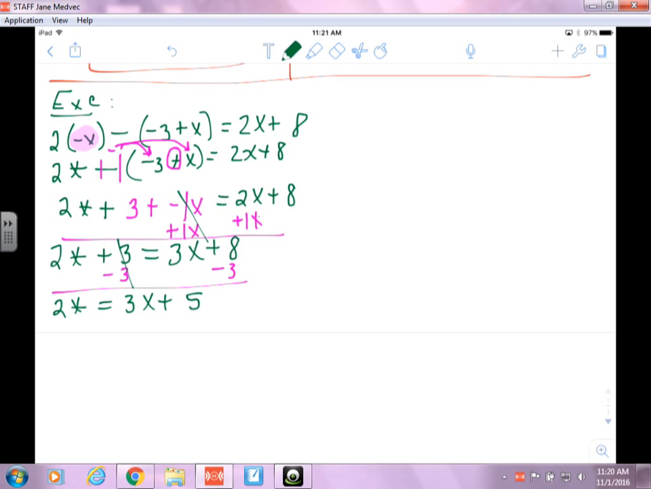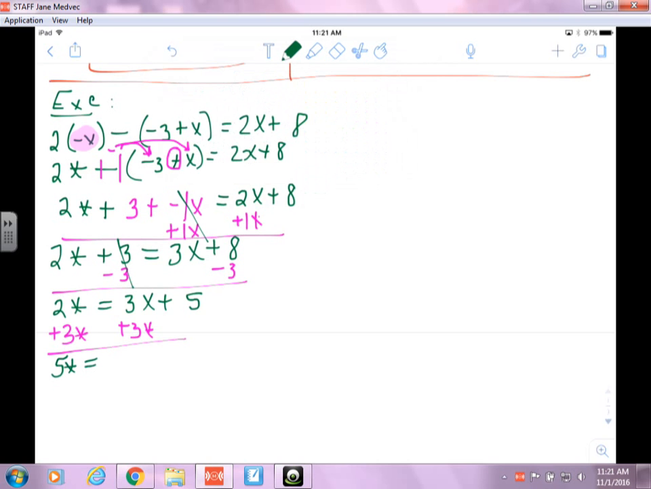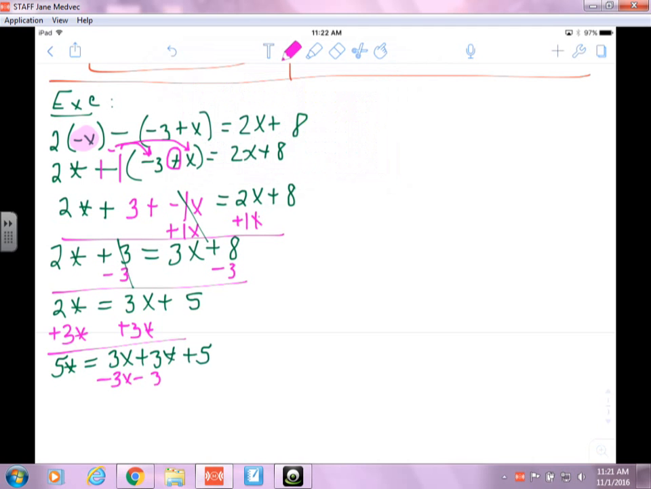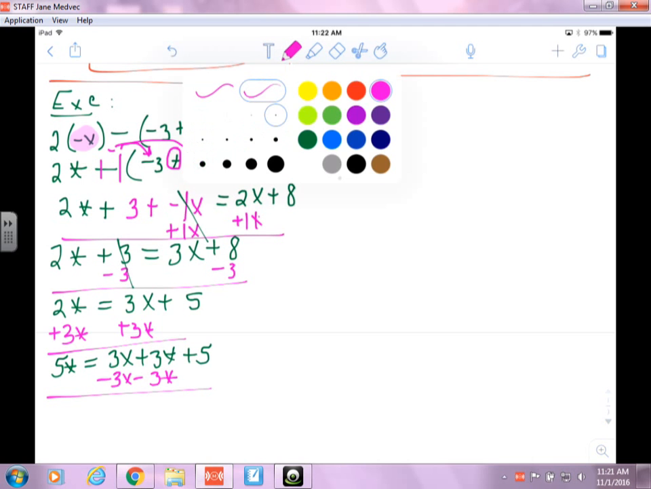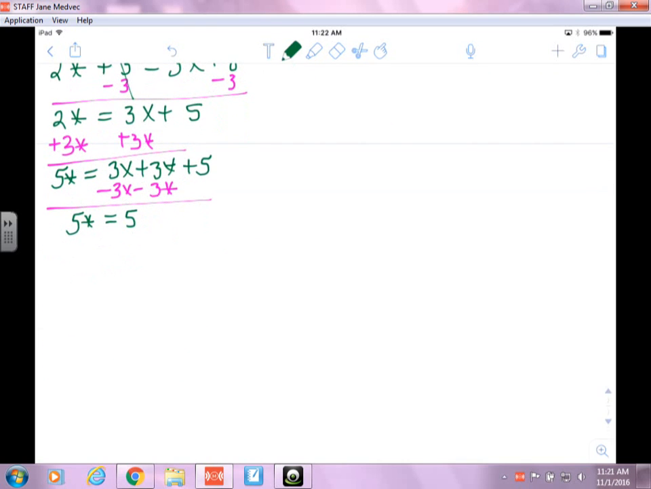Okay, now, what do I want to get rid of? The 3x. Can I subtract 3x? No. No, so that's correct. I'm going to add 3 star because I can't subtract anything to get rid of that. So 5 star equals 3x plus 3 star plus 5. Then I'm going to minus 3x minus 3 star. So 5 star equals 5. Excellent, I'm going to divide by 5 because it's the number in front of star.